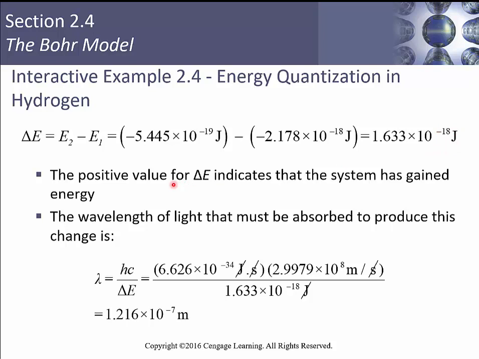The wavelength of light that must be absorbed is going to be proportional to that energy. So our wavelength is going to be h times c over delta E. So we're going to do 6.6 times 10 to the minus 34 joule seconds times 3 times 10 to the 8th meters per second divided by 1.63 times 10 to the minus 18 joules, or 1.216 times 10 to the minus 7 meters.